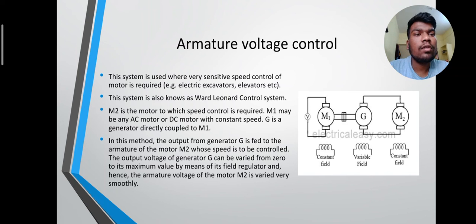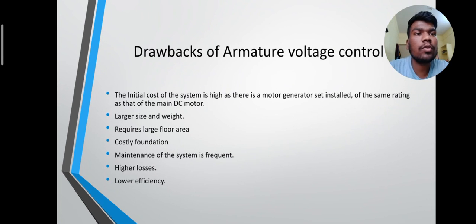When we control the voltage of the M1 motor, the generator speed is controlled, and this generated output is given to the M2 motor. When we control the voltage of the M1 motor, the rotor speed of the M1 motor is controlled, from which the generated output is controlled, and the M2 motor speed is controlled. The next point: drawbacks of armature voltage control.